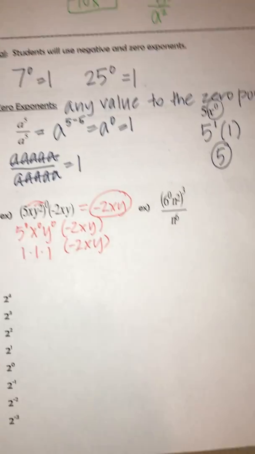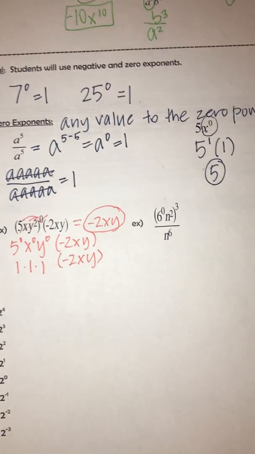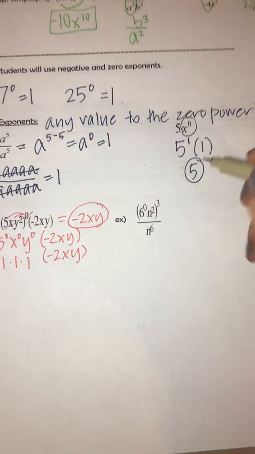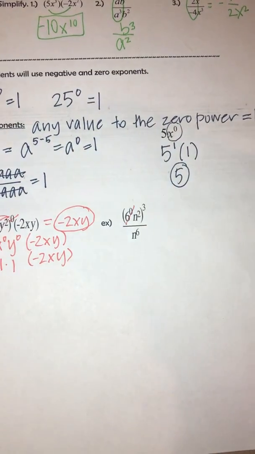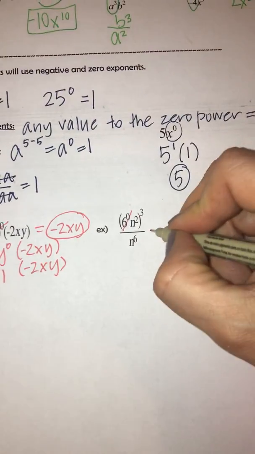So that 0 power is kind of strange. It's like I can cancel all that out. So anytime I see a 0 power, I actually think about it just canceling to equal 1. So 6 to the 0 equals 1. It's 1 times n to the second. Well, I don't need to write that.